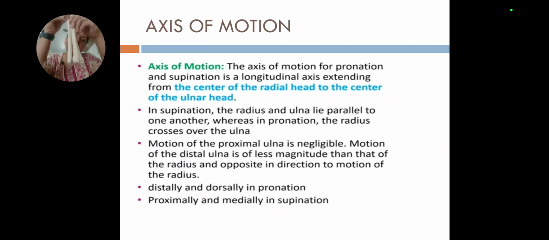In pronation, the radius crosses over the ulna, so the ulna moves distally. And what happens in supination is the ulna comes back proximally and medially, and secures the parallel position of both bones.